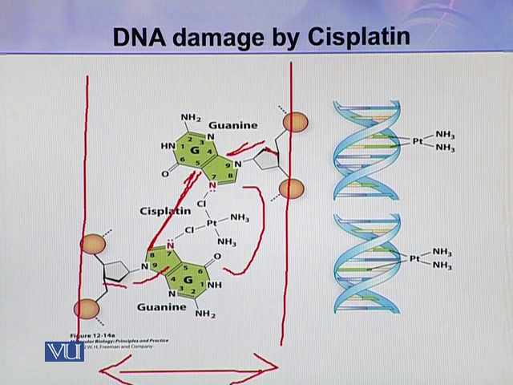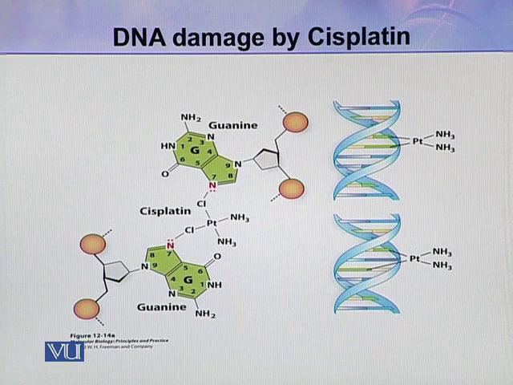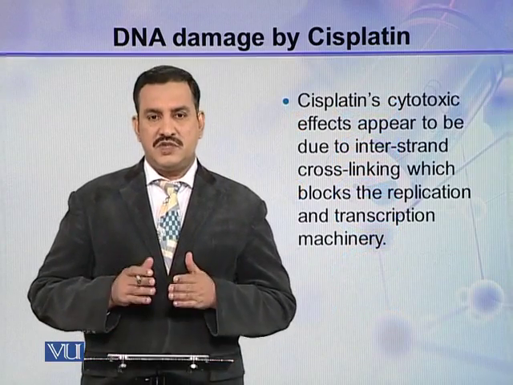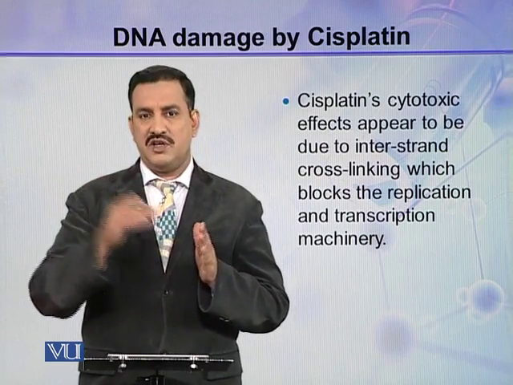As you can see here, this is one linkage and this is another. These two linkages are on the same strand, so this is an intrastrand cross-link. But in this case you can see one linkage is on this strand and the other linkage is on this strand. So here it has formed an interstrand crosslink. In this way cisplatin can make interstrand as well as intrastrand crosslinks.